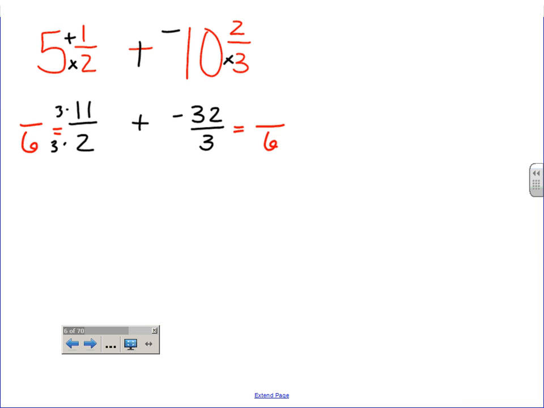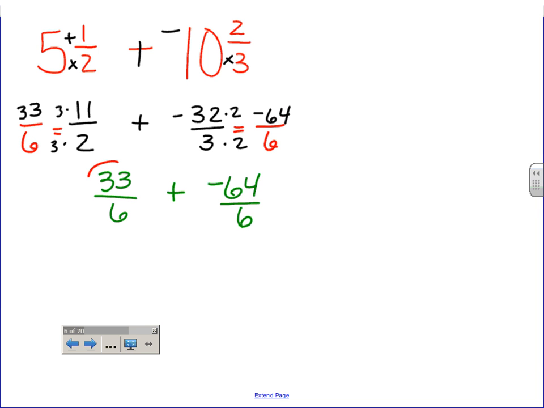and 11 times 3 is 33. Right over here, it's times 2, so I need to do 32 times 2, which is negative 64. All right, I'm going to just rewrite my new problem. So I have 33/6 plus negative 64/6.